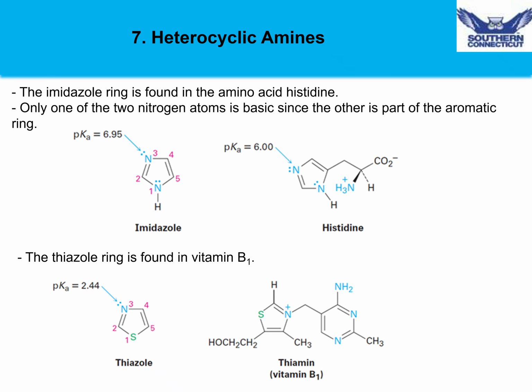Many other heterocyclic amines are found in important biological molecules. For example, imidazole is found in the amino acid histidine, while thiazole is found in vitamin B1.